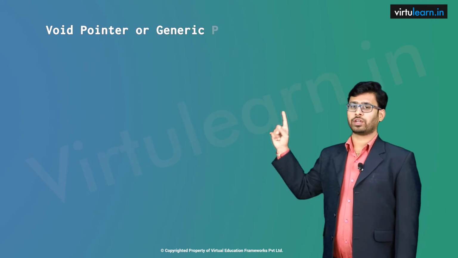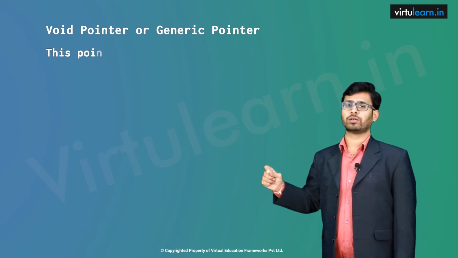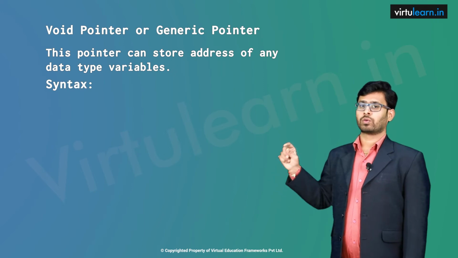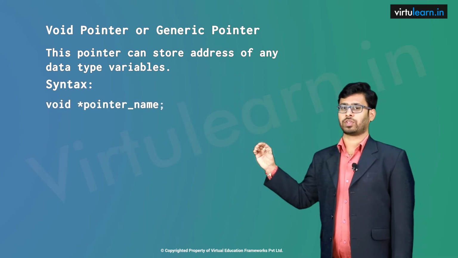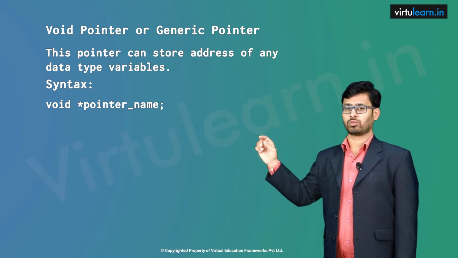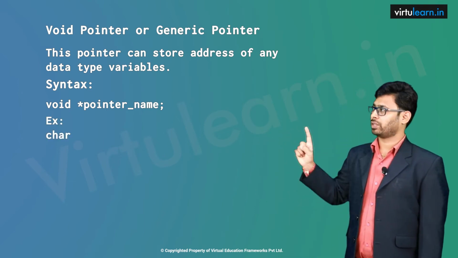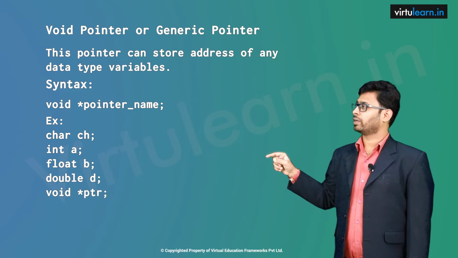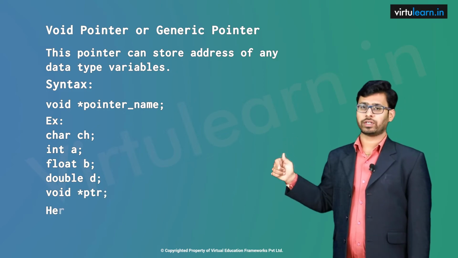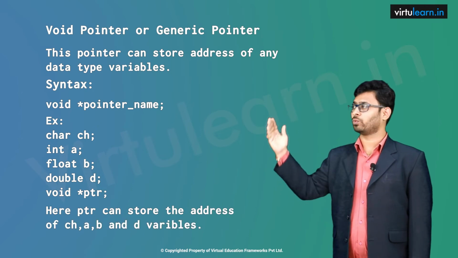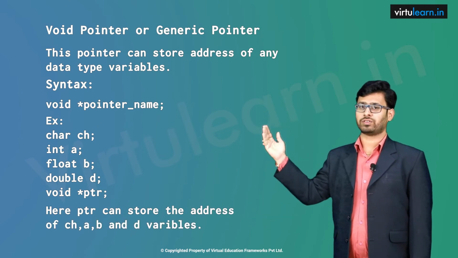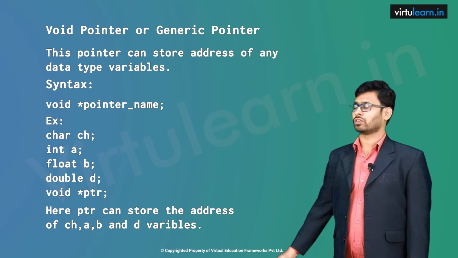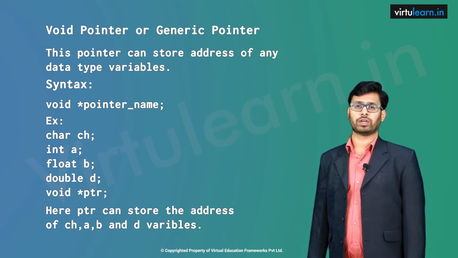Void pointer or generic pointer. This pointer can store the address of any data type variable. Syntax: void *pointer_name; with a semicolon. Example: char ch, int a, float b, double d. So void *ptr is a generic or void pointer which can store the address of any of these variables. It may be a, it may be ch, it may be b, it may be d, or any variable's address it can easily store. This is what we call a void pointer or generic pointer.